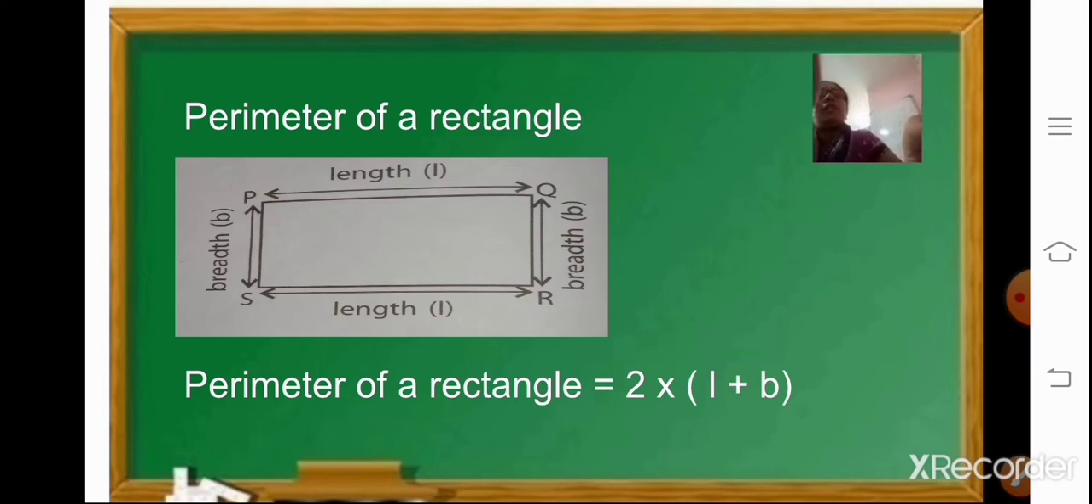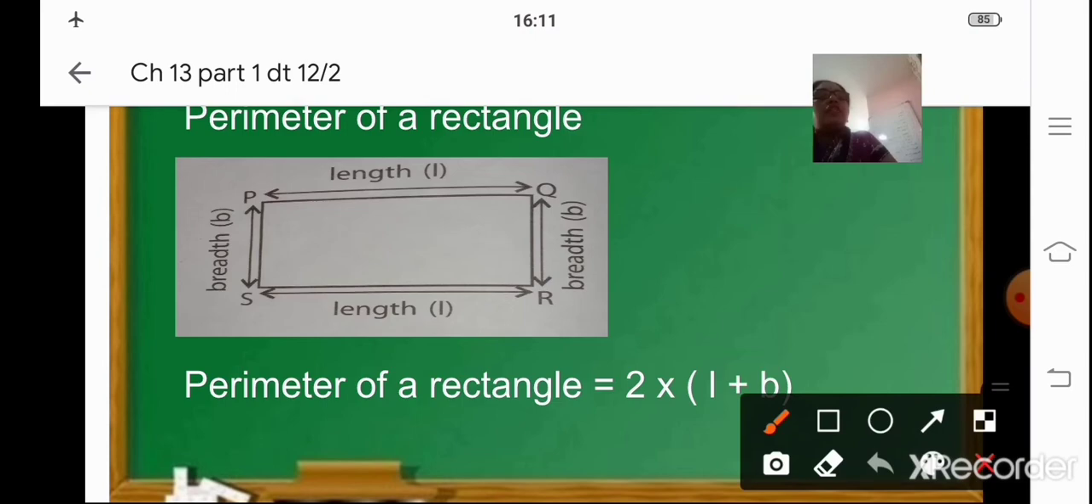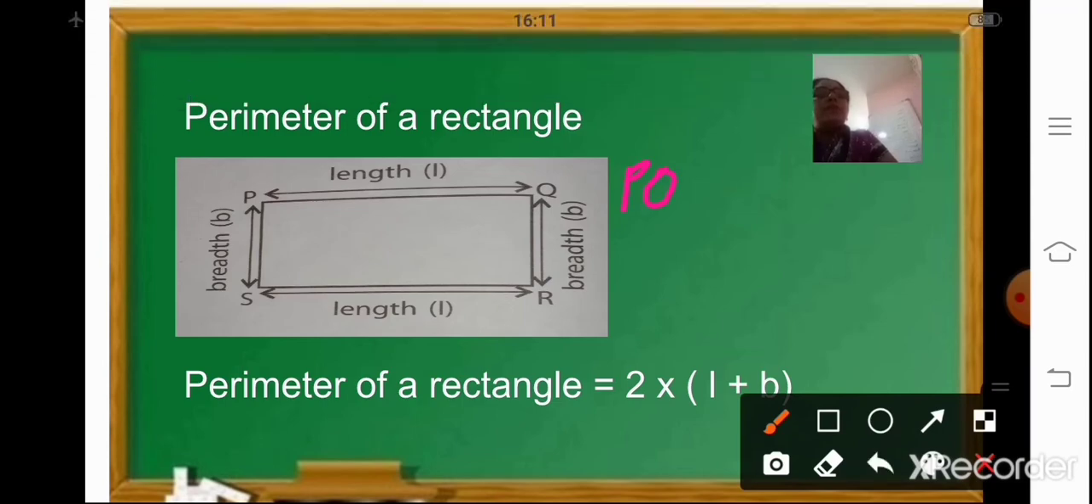Now, in a rectangle, you all know, children, there are 4 sides, and the opposite sides are equal. Yes. Now, let us take this figure P, Q, R and S. If we have to find the perimeter of this figure, we will add, that is, your perimeter will be PQ plus QR plus RS and plus PS or SP. Yes.